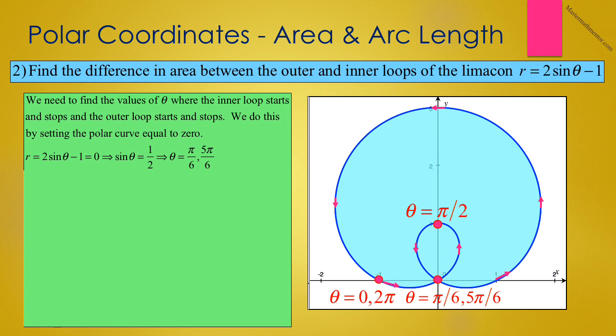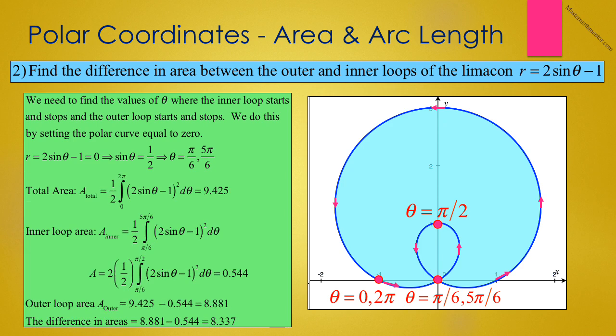We travel through the inner loop, and when theta is equal to pi over 2, we are at the top of the inner loop. We then continue down back to the origin, and that occurs at 5 pi over 6. We now travel counterclockwise along the outer loop, going completely around and ending back at the point -1, 0, when theta is equal to 2 pi.